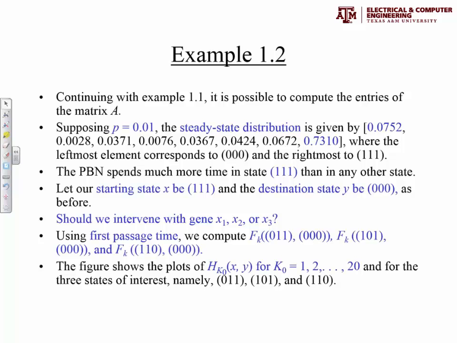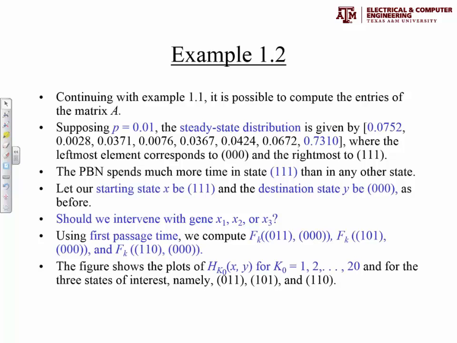There are 8 states, so these have different weights. You can see that the leftmost element corresponds to 0, 0, 0, and the rightmost to 1, 1, 1. You can see that the PBN is spending most of its time in that really bad state, like 0.7310. So you don't want that. Let our starting state be 1, 1, 1, and the destination state y be 0, 0, 0, because we are saying that that's the good state. So the question is, should I intervene with gene x1, x2, or x3? I have 1, 1, 1. Should I make the first one 0, the second one 0, or the third one 0?